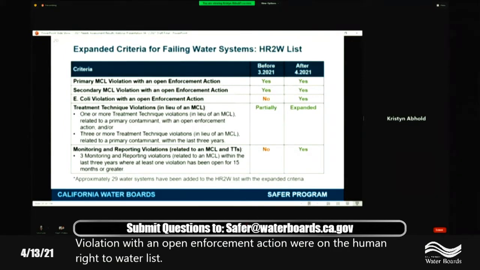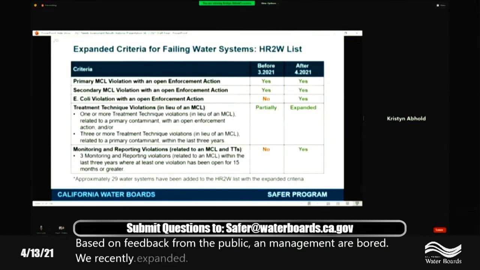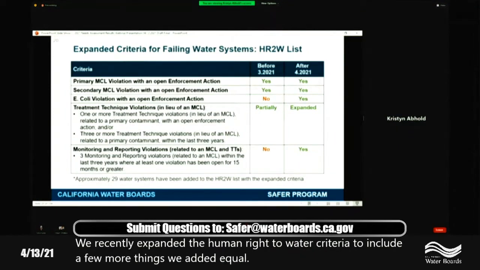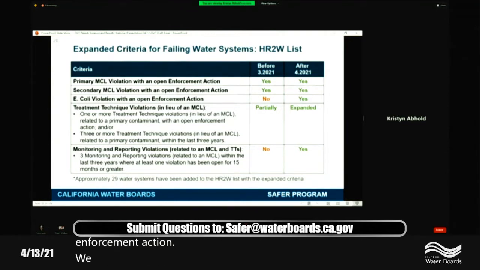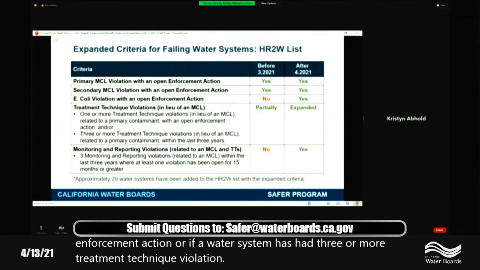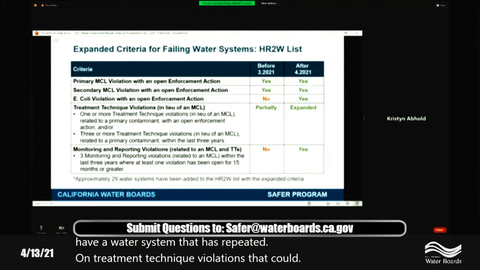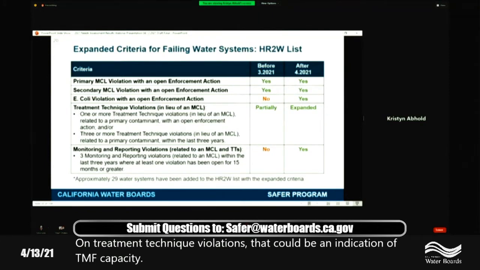Based on feedback from the public and management and our board, we recently expanded the human right to water criteria to include a few more things. We added E. coli violations with an open enforcement action. We added treatment technique violations with an open enforcement action, or if a water system has had 3 or more treatment technique violations over the last 3 years. If you have a water system that has repeated treatment technique violations, that could be an indication of TMF capacity failure, and so that's going to get you on our failing list.